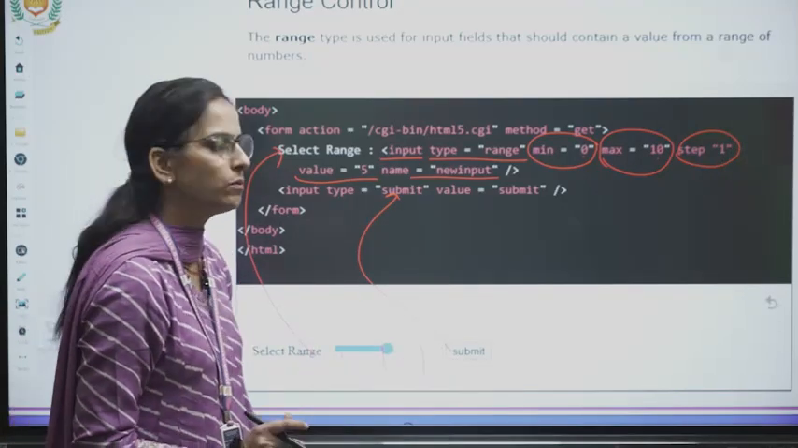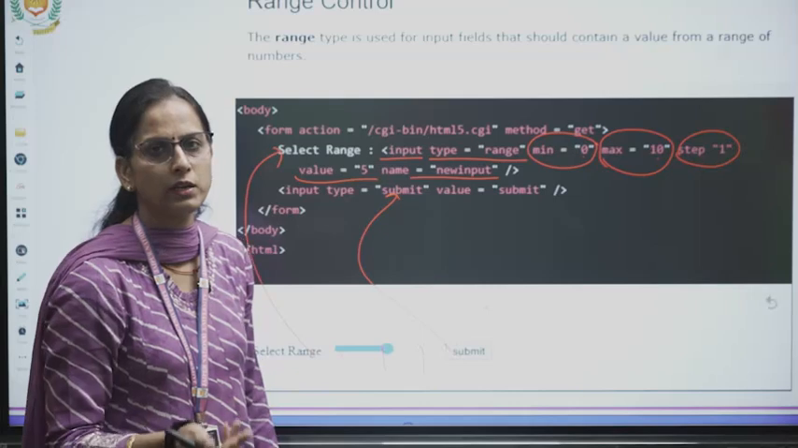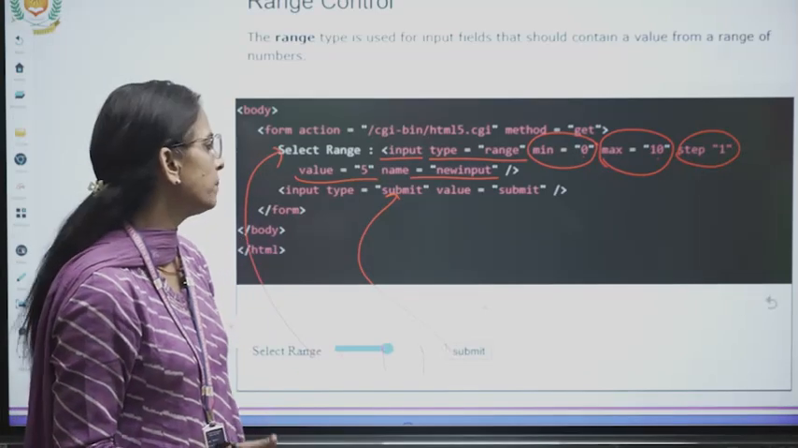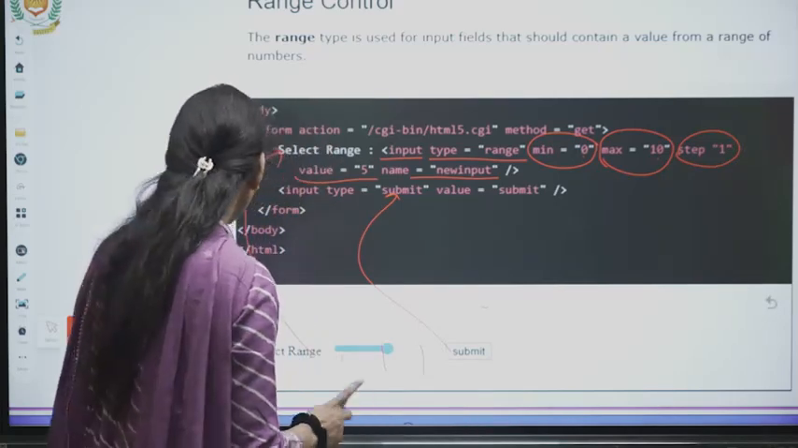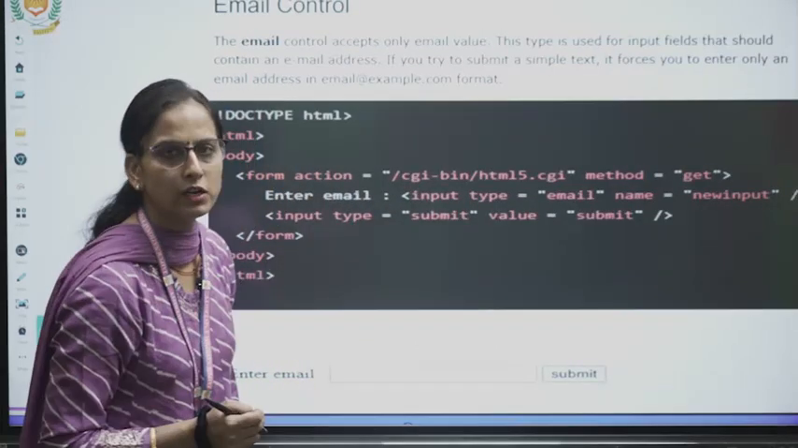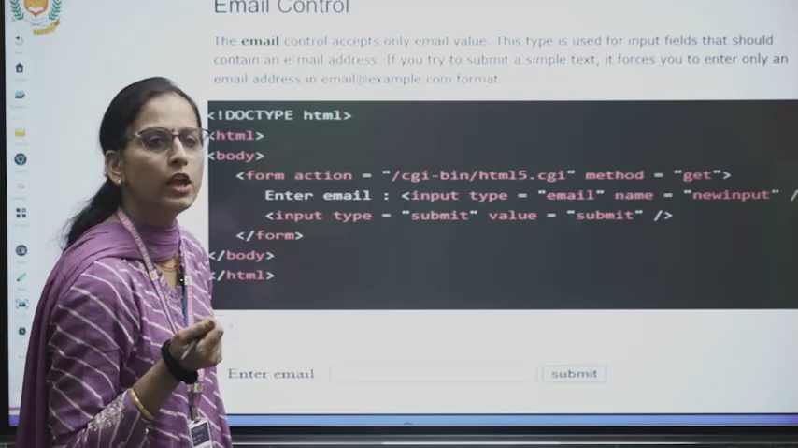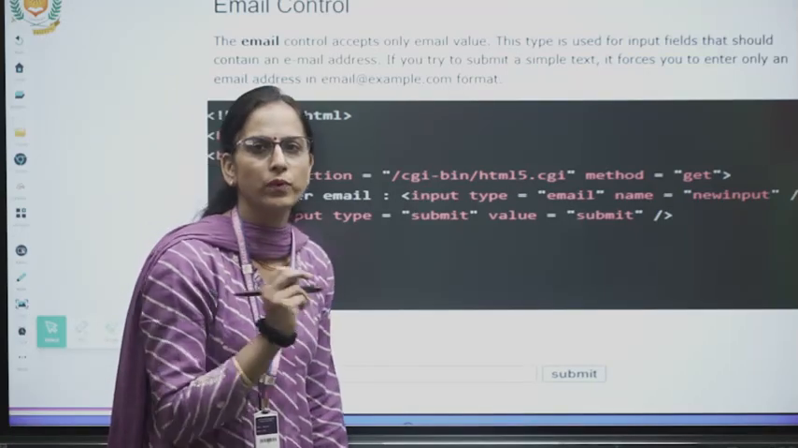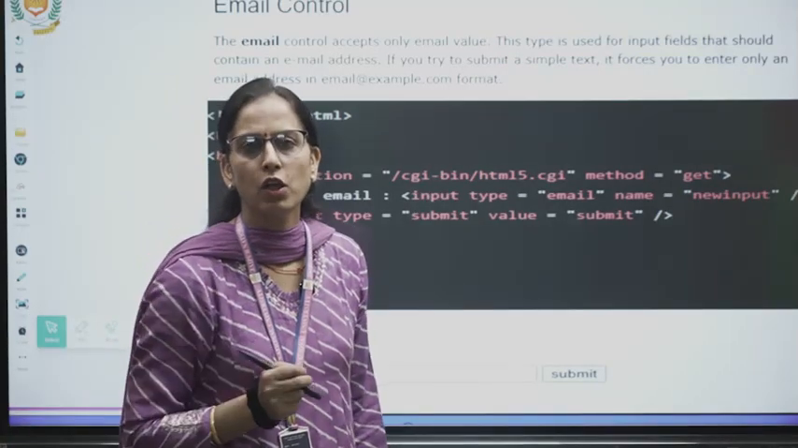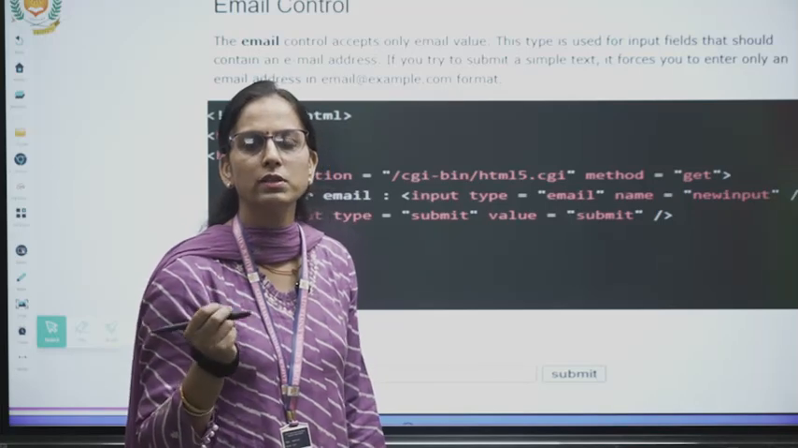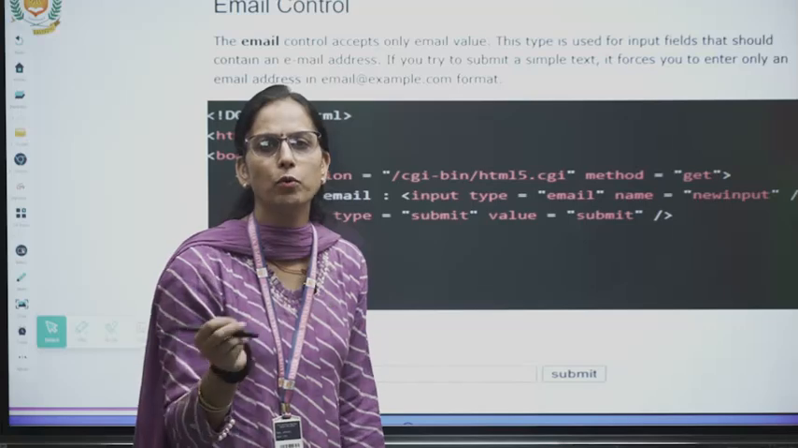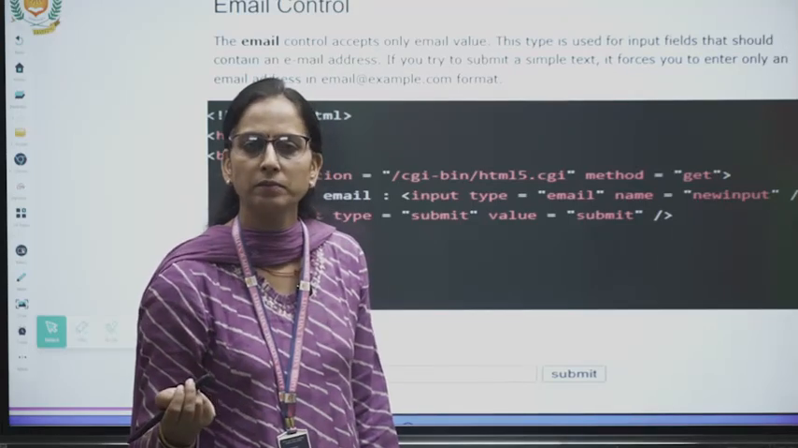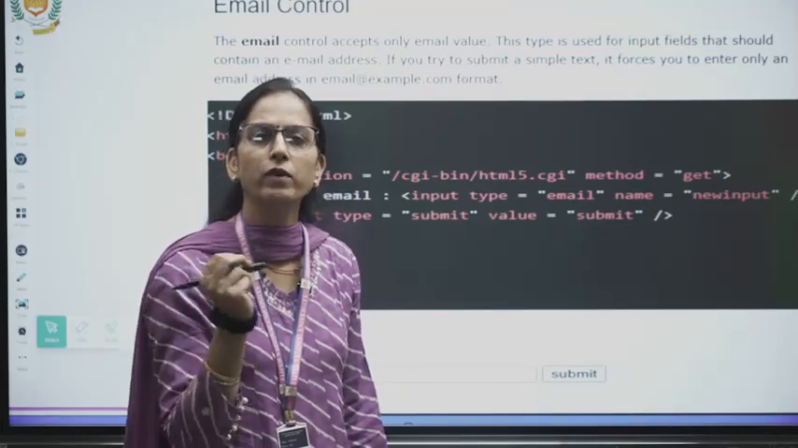Submit button is the most frequently used button. It is used everywhere, and in the password box we use reset buttons also sometimes. Now we have email control. When the user writes an email on a form on the web pages, you must have seen that it is automatically converted to blue color and underlined. So it makes it different from the normal text.